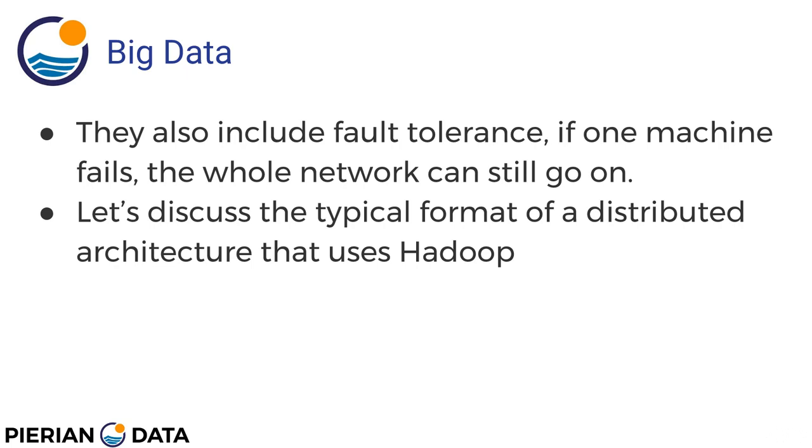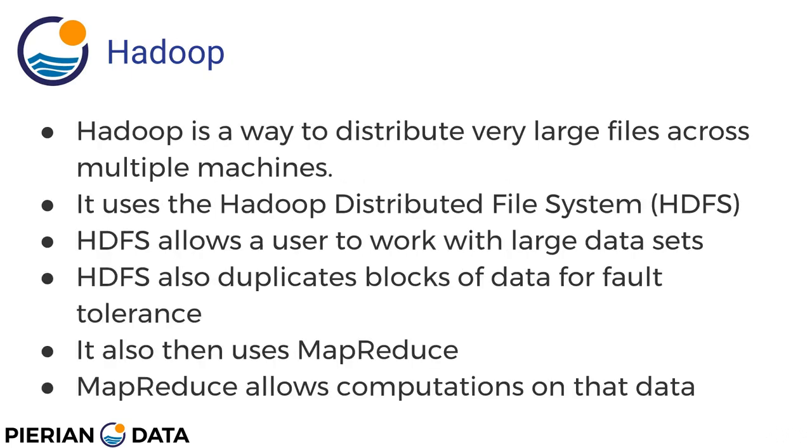Now let's discuss the typical format of a distributed architecture that uses something like Hadoop. Hadoop is a way to distribute very large files across multiple machines. Taking one large file and storing it onto one machine isn't really that complicated of a task. It's quite trivial. But grabbing a really, really large file that no longer sits on one machine and distributing it in a way that makes sense across multiple machines was quite a complicated issue back in the day, and that's what led to the creation of Hadoop, which uses the Hadoop Distributed File System, or HDFS.